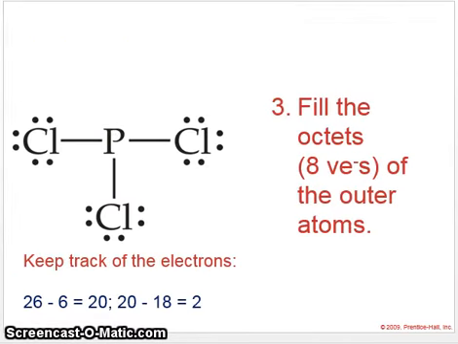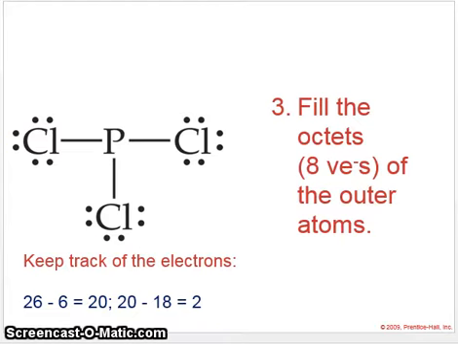Here it says we fill the octet of outer atoms first. Octet meaning, remember we talked about how the octet rule says that every element must have 8 electrons around it. So we'll begin by putting them on the outside. In this case, we've put 6 more on this chlorine, 6 more on this chlorine, 6 on this. And we have 2 left over. Those last 2 we will put on the phosphorus.